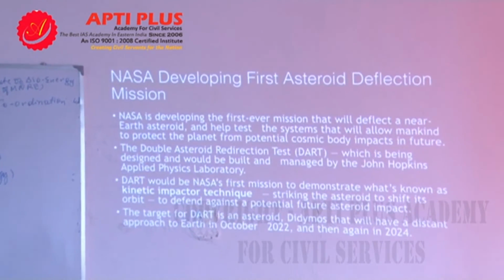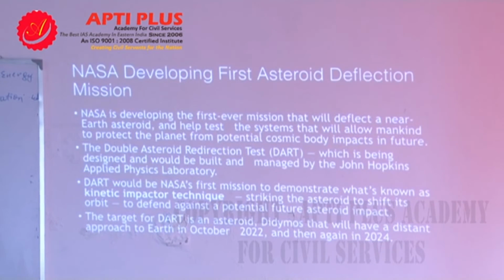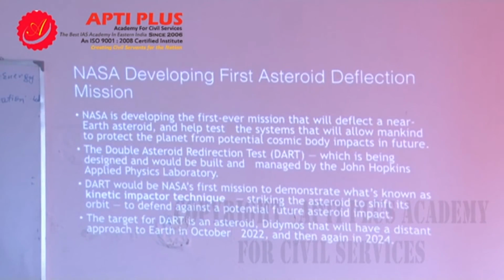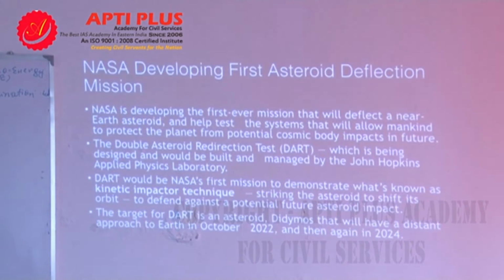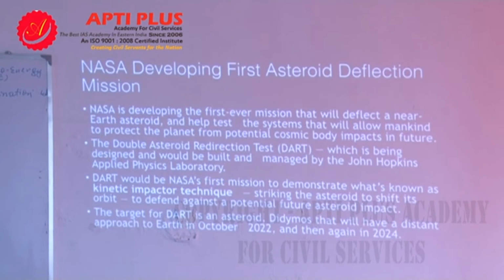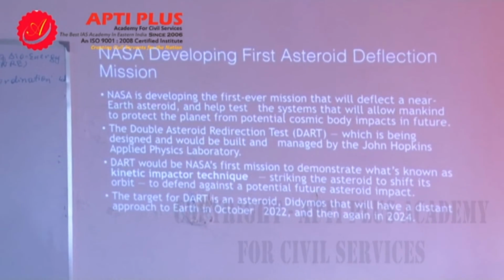But now what is a very important program, this one. First-time deflection, DART. What is the name of the mission? DART. Double Asteroid Redirection Test. What is NASA going to do? Just like a missile, it will give a thrust to the asteroid, so that the asteroid will not collide with Earth. Collision.